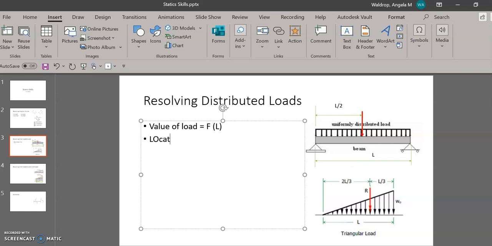And the location we need to determine as well. For the location, it's going to be located in exactly the center. So the location is going to be at L/2. It's exactly in the center. Now for the triangular, I'll go ahead and type up here, we'll say that this is the uniform, and then skip a line, this is the triangular.